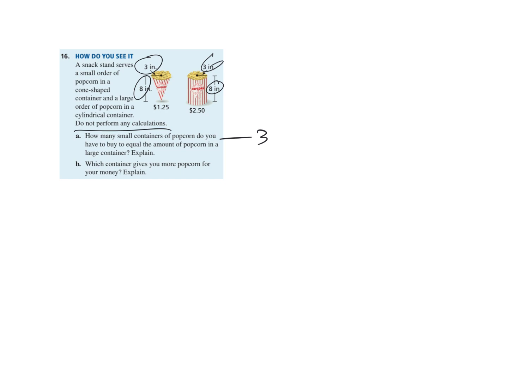We've explained that. So part B is which container gives you more popcorn for your money. Okay, so your volume is 3 times as much in the cylinder. So if we take 3 times the $1.25, so that's going to be $3.75 to get the same volume as the popcorn that costs $2.50. So more for your money definitely is going to be buying the cylinder. So anytime they give you cones for things, just remember it's 1/3 of what it would be if they give you a cylinder or a prism.